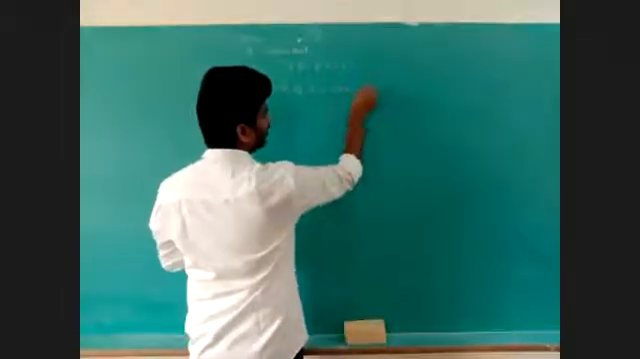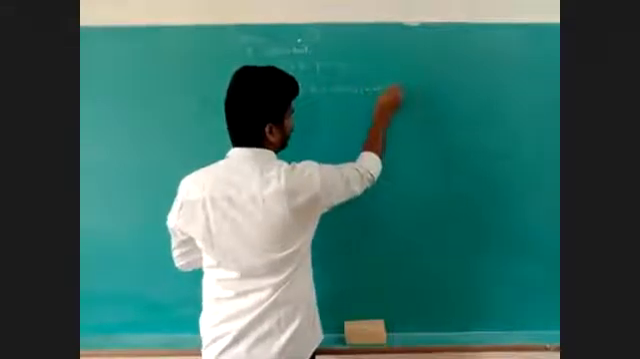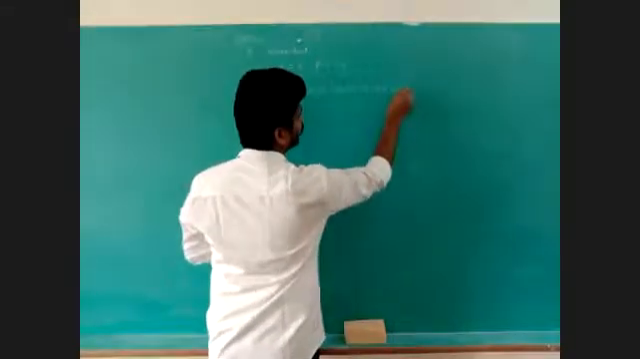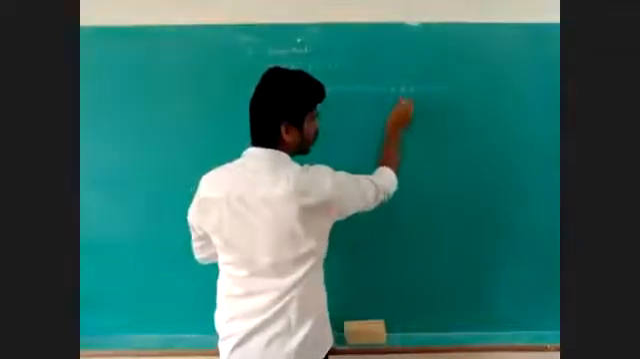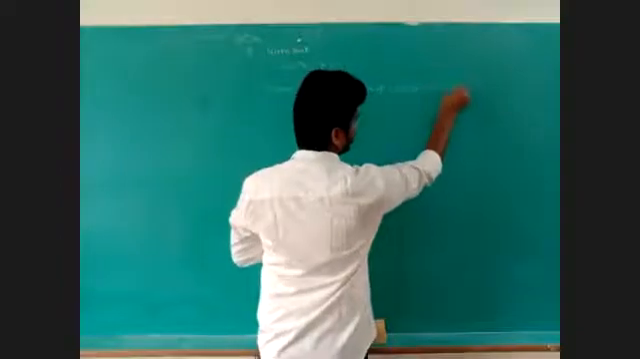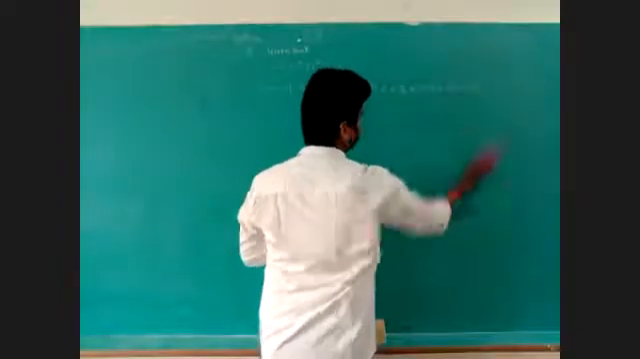That is alpha plus beta. Here alpha equals 2 and beta equals -1. So 2 plus (-1) is 2 minus 1, that is 1. Alpha plus beta value is 1.